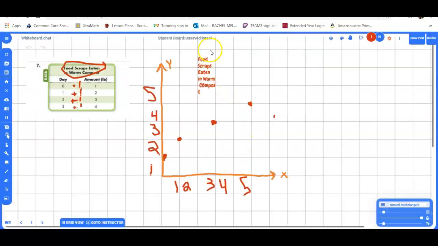Okay, so I see that you have your title, right? You have the title of the whole thing. Okay, what I'm talking about is the X and the Y label. Okay, so the X-axis is days, right? So then that means that you need to label underneath the numbers on the X-axis, you need to put day. And then the same thing on the Y-axis. The Y-axis is amount in pounds, so you need to put that label in there.